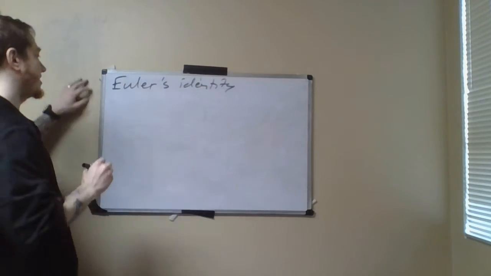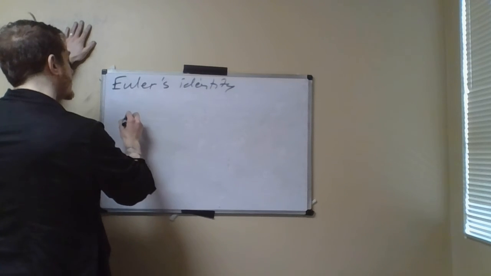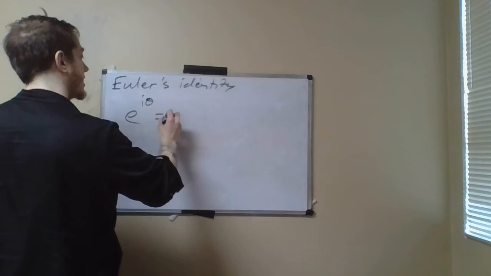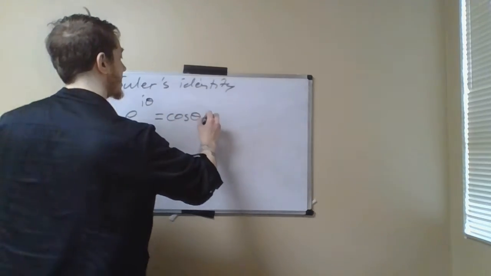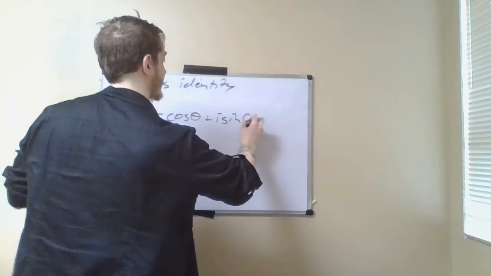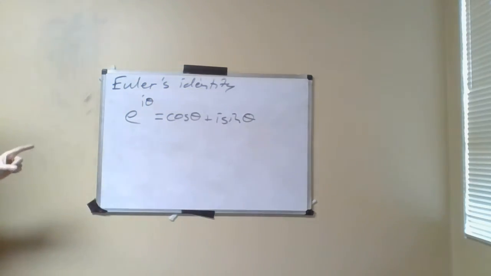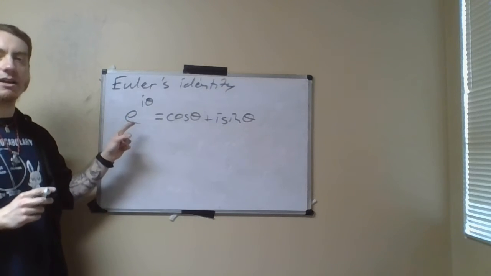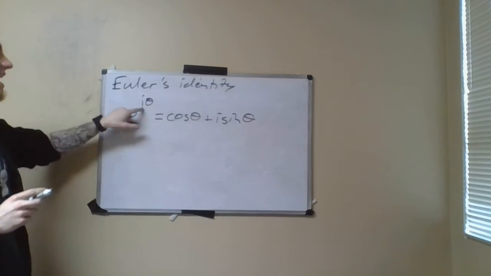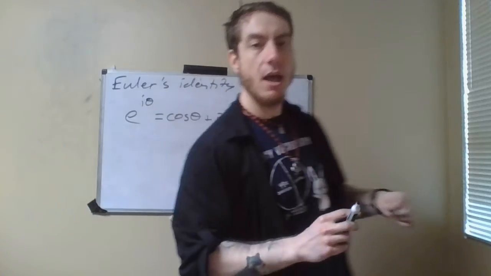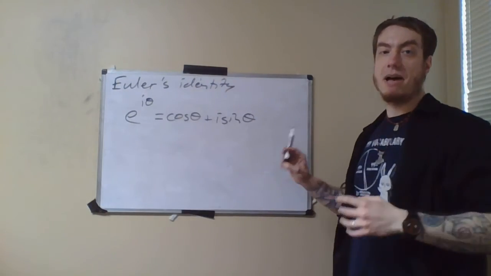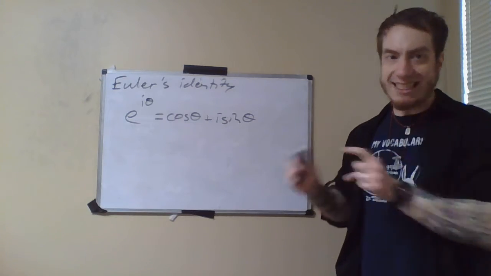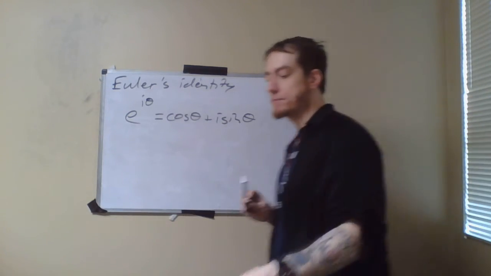Euler's identity says, if you allow yourself to involve complex numbers, e to the i theta is equal to cosine theta plus i sine theta. In other words, the cosine of theta is the real part of e to the i theta, and the sine of theta is the imaginary part of e to the i theta. There's a lot more that we can say about these relationships, but that shows us there really is a connection here.